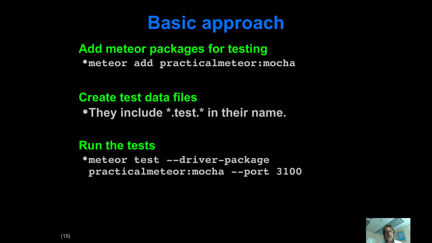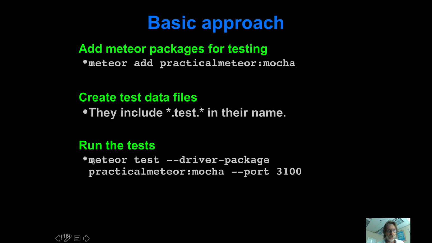But right now, all you need to know in a nutshell to get started is that you're going to have to add the practical-meteor:mocha package. You do a meteor add practical-meteor:mocha. You're going to create some test data files, and all you have to do for that is include .test in the name of the file, and that will ensure that they're not loaded when you're just running your application, but when you run your application in this special test mode, they will be loaded.